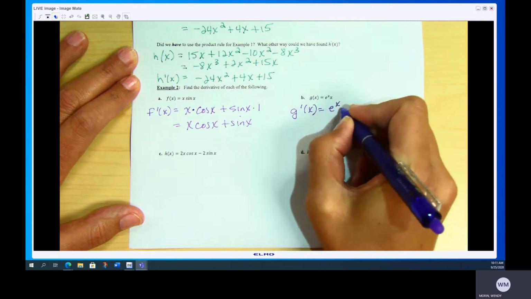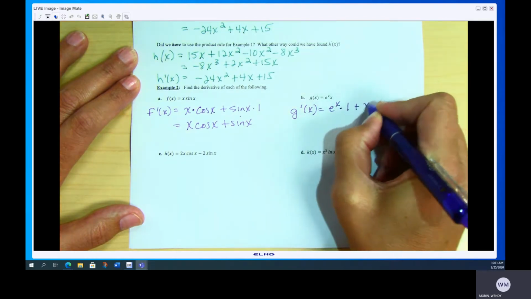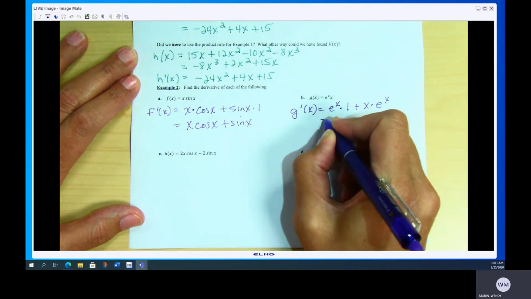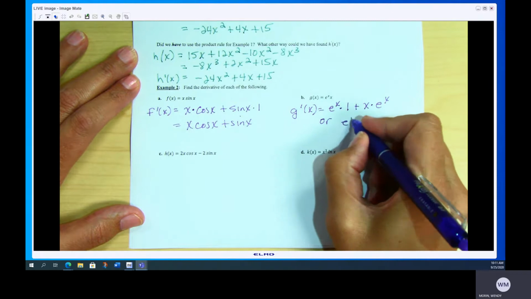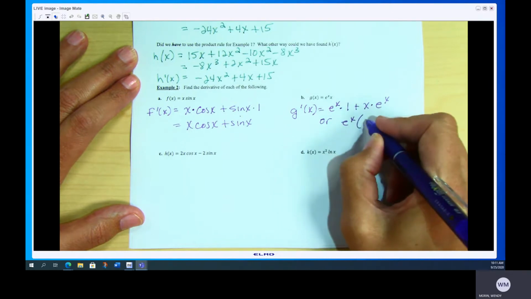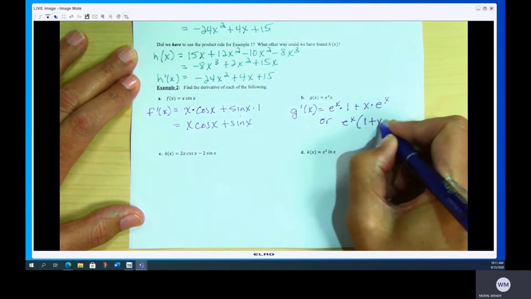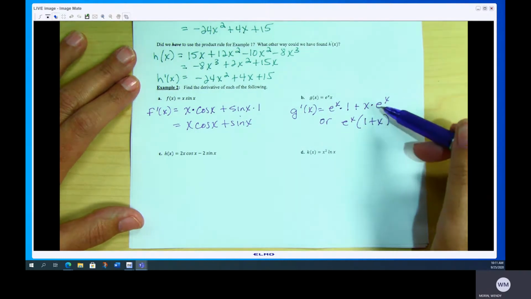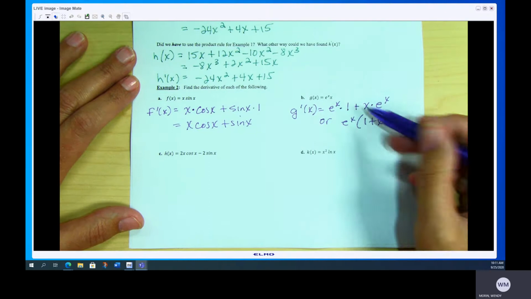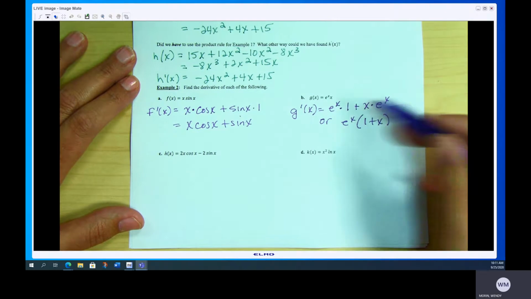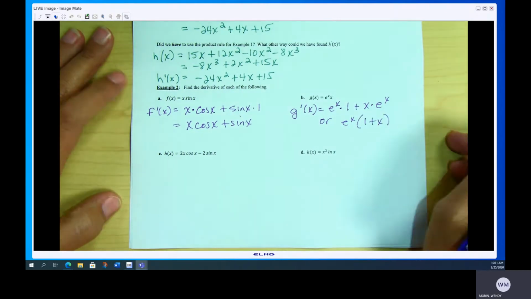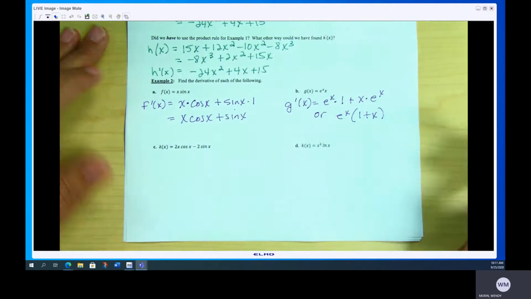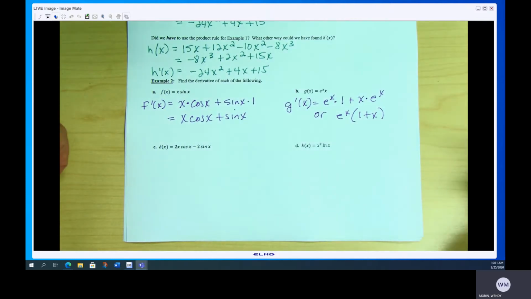First times the derivative of the second plus the second times the derivative of the first. Or you can also factor out an e to the x and have the answer of 1 plus x. Now these are multiple choice questions, so you just have to make yours look like one of the choices. Either one of these is acceptable. You don't need the 1 here if you don't want to write the 1. Okay. The next one I'm going to do is D. So go ahead and stop the video and try D on your own.